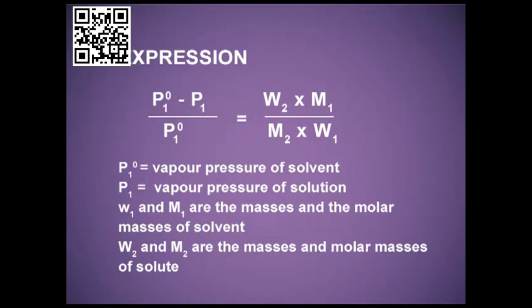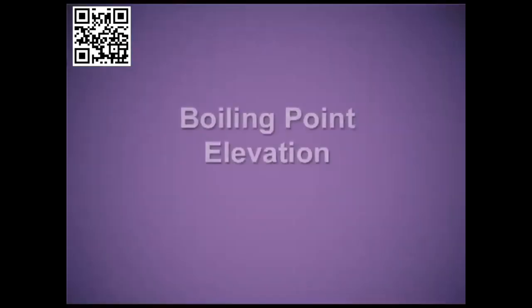Now you can see from the formula that it is molality, W2 × M1 divided by M2 × W1. So, the more the number of solute particles, the more will be the lowering in vapor pressure. This property is very important to understand because the rest of the colligative properties entirely depend upon this lowering in the vapor pressure. The second colligative property is the boiling point elevation.